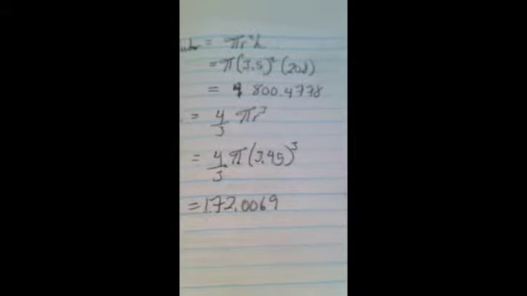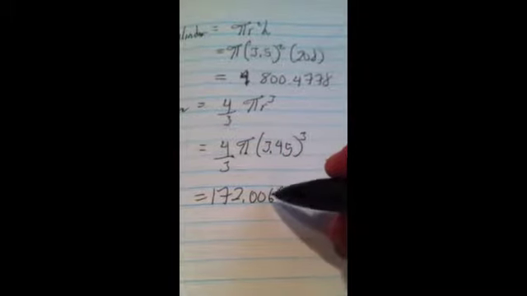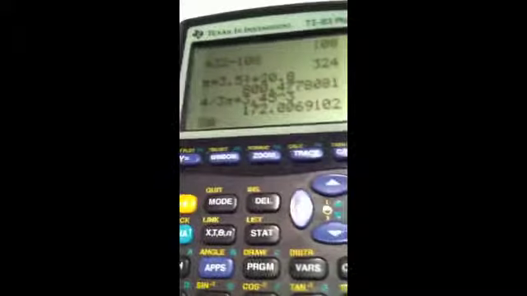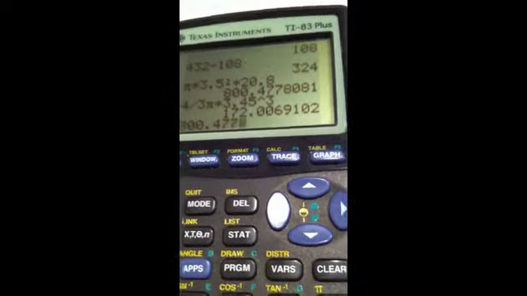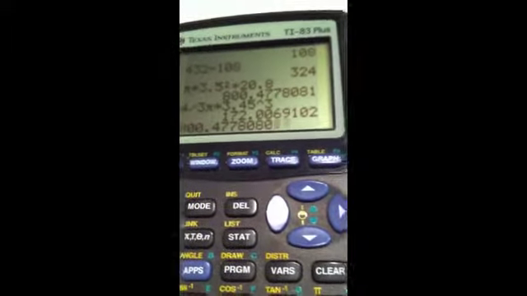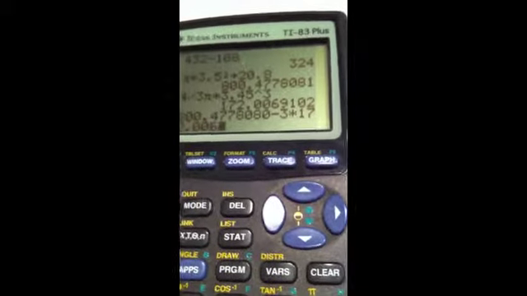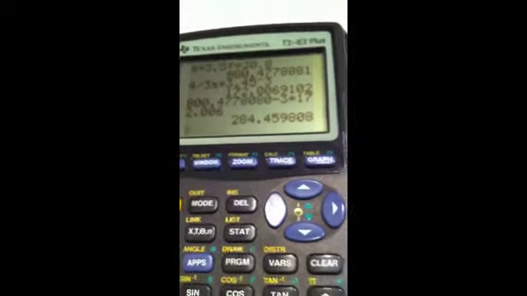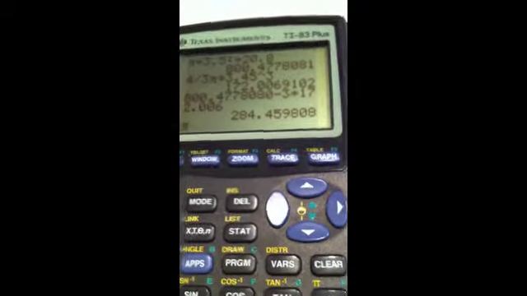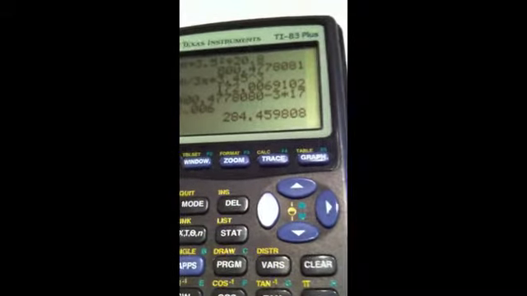So for the volume that's left, we want to take the whole cylinder minus 3 of these spheres. So we're going to take our cylinder, that 800, minus 3 of those spheres. So I'm going to take 800.4778081 minus 3 times 172.006 to get a final answer of 284.45.